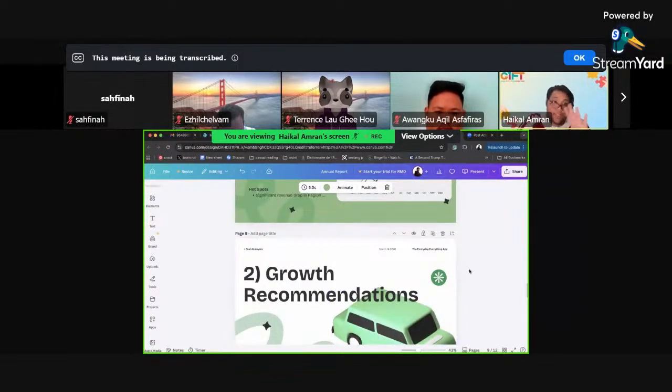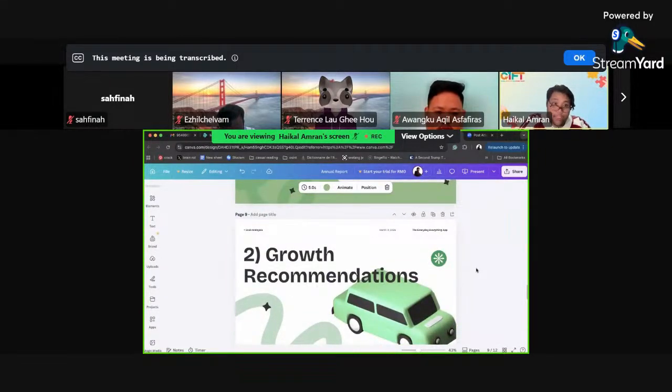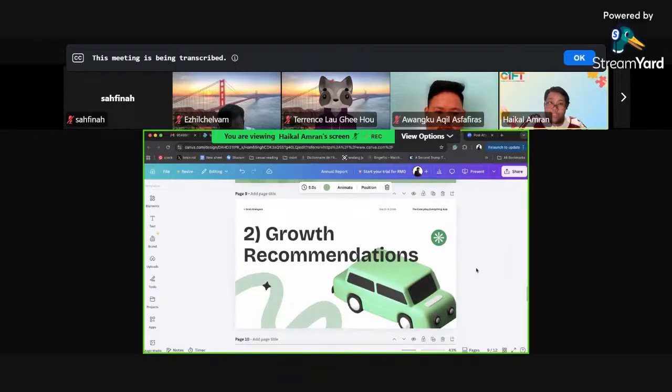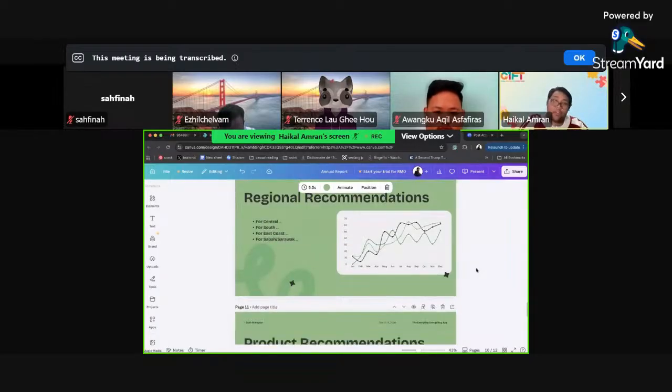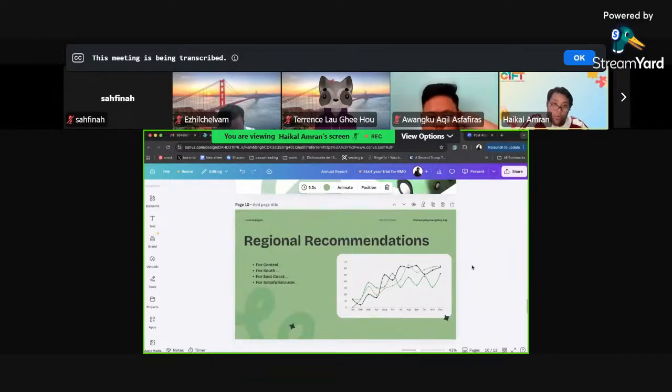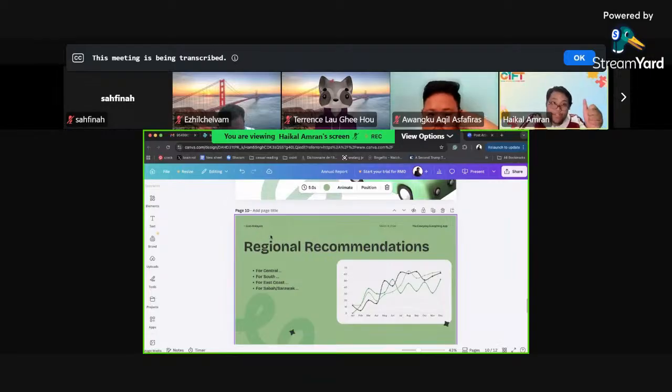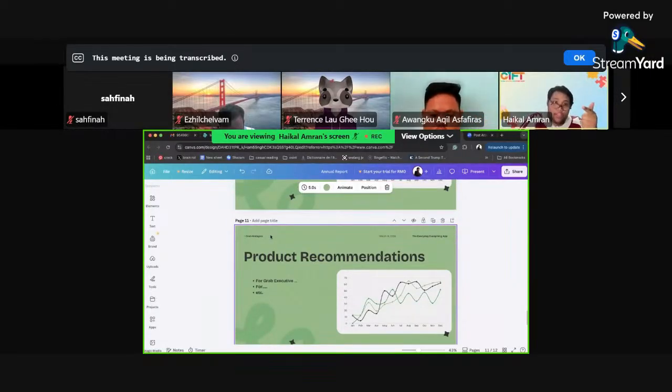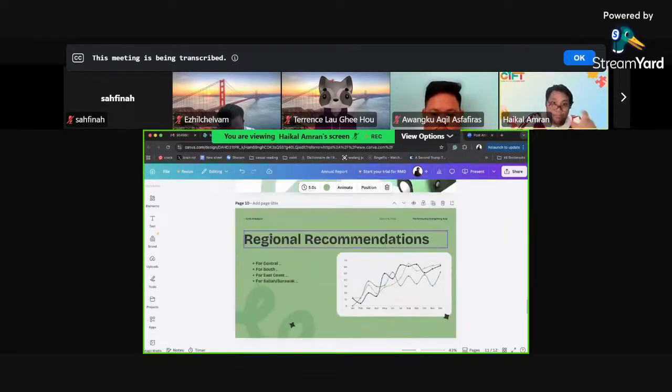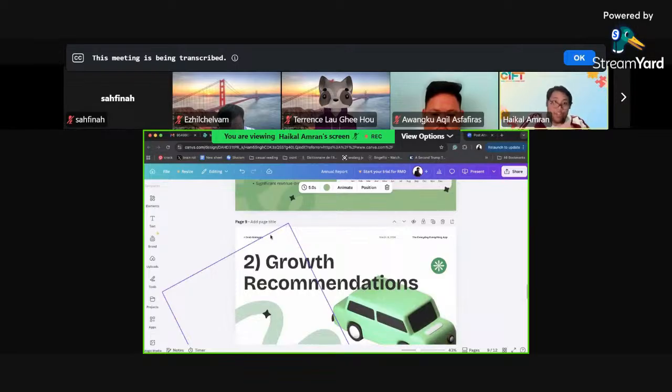Okay. So then the second part will be growth recommendations. All right. For growth recommendations, again, it's also twofold. One is regional recommendation, one is product recommendation. Because when you're developing business growth recommendation, you can take a look at whether you want to grow a geographical area as well as grow a certain product of Grab, right?